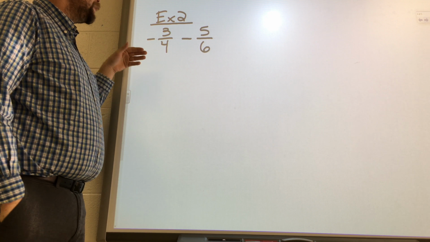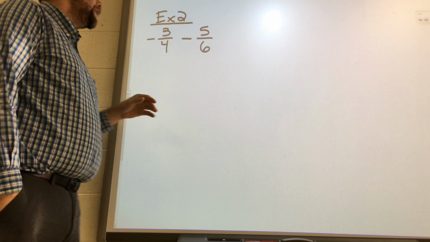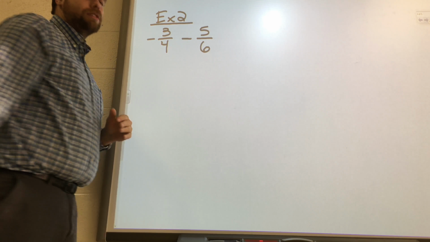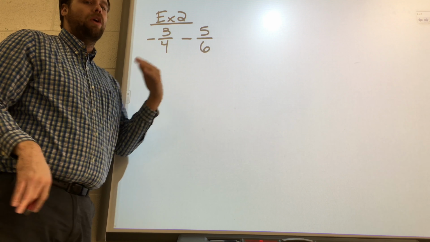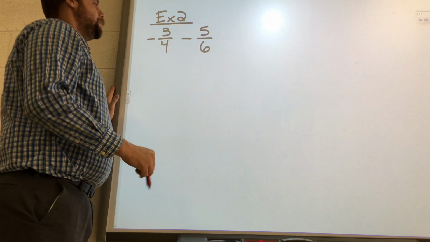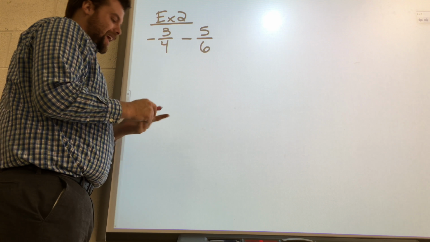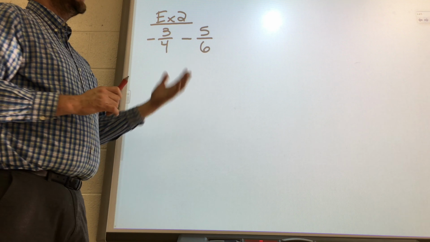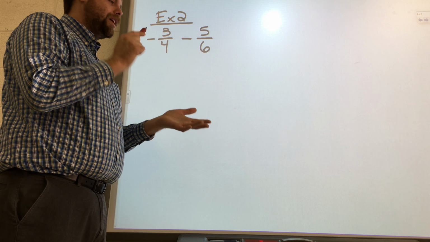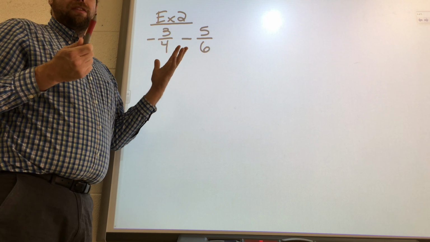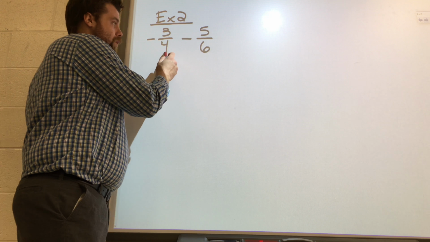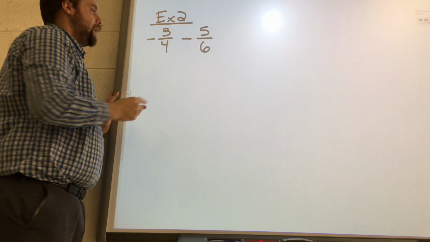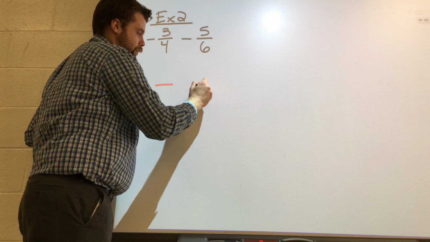Example number 2, we have negative 3/4 minus 5/6. In this case, the denominators are different. We have 4 and 6. So our first goal is to make sure those denominators are the same. Multiples of 4 would be 4, 8, 12, 16, 20, 24, and so on. Multiples of 6 are 6, 12, 18, 24. So their least common multiple would be 12, right? 4, you can multiply by 3 to get 12. 6, you can multiply by 2 to get 12. So I have to give them both a denominator of 12. That's the goal.